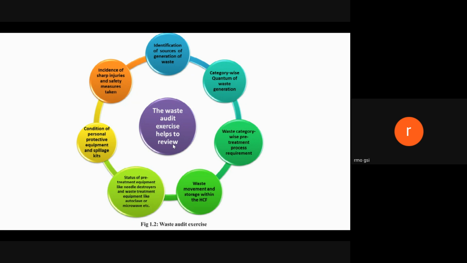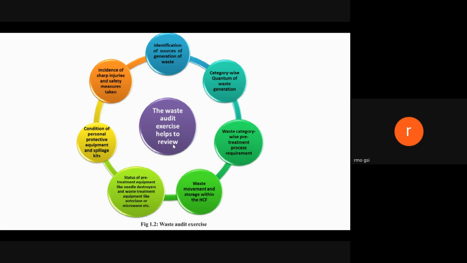Then, after identification, you have to quantify as per the category of generation of the waste. Category-wise, pre-treatment: whether it is infected or not infected, we have to do pre-treatment if it is infected, so find out the technology that can be used for the pre-treatment. Then the movement of waste and storage within the healthcare facility: from which route, at what time you will move your waste from the generation point to the temporary storage area, and from the temporary storage area to the final disposal facility.